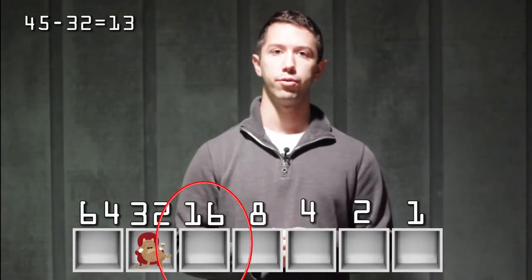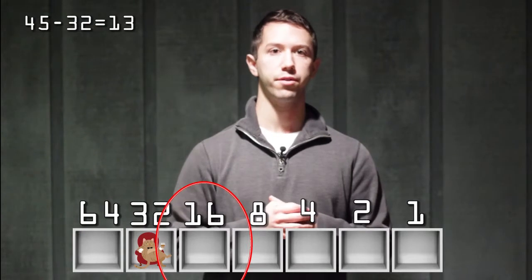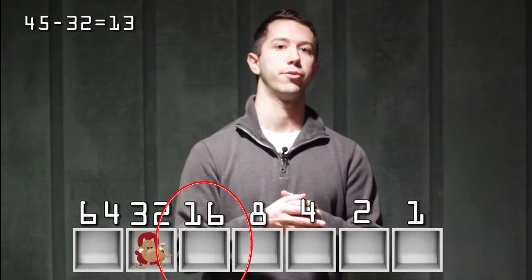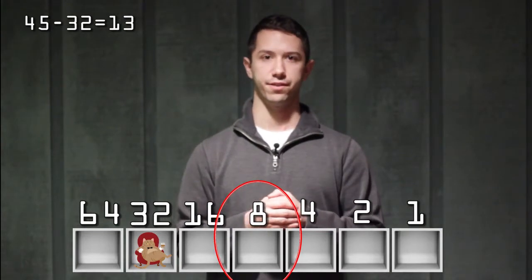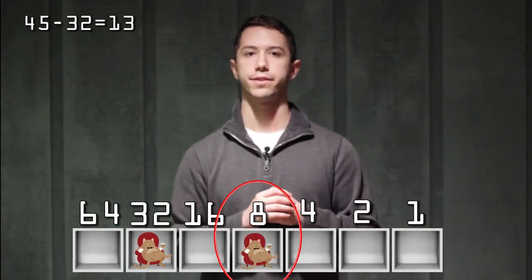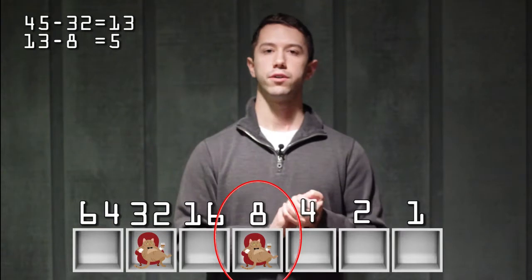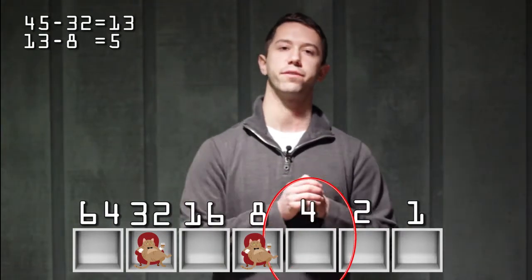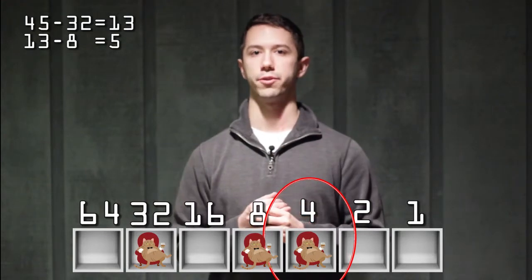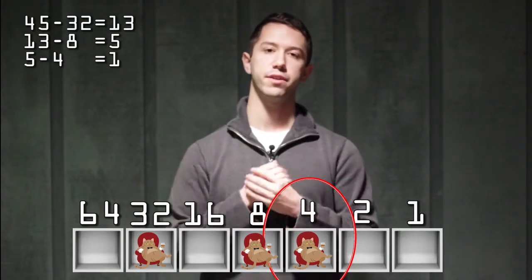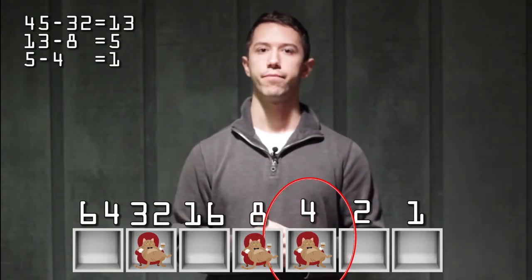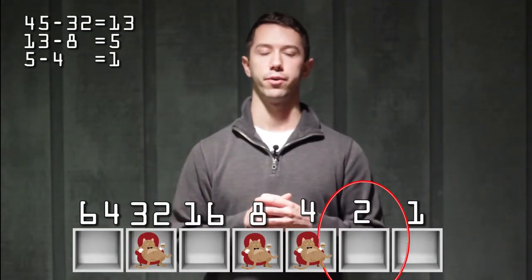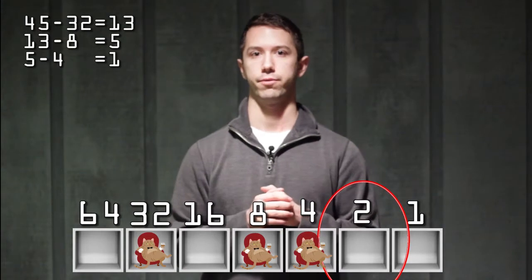The next cubby hole, which is 16, is greater than 13, so we're not going to fill this in. We're going to go to the next cubby hole. 8 is less than 13, so we are going to fill in this cubby hole and then subtract it, giving us 5. Next, 4 is less than 5, so we are going to fill in this cubby hole, and then subtract it, leaving us with just 1. The next cubby hole is 2. 2 is greater than 1, so we are not going to fill in this cubby hole.